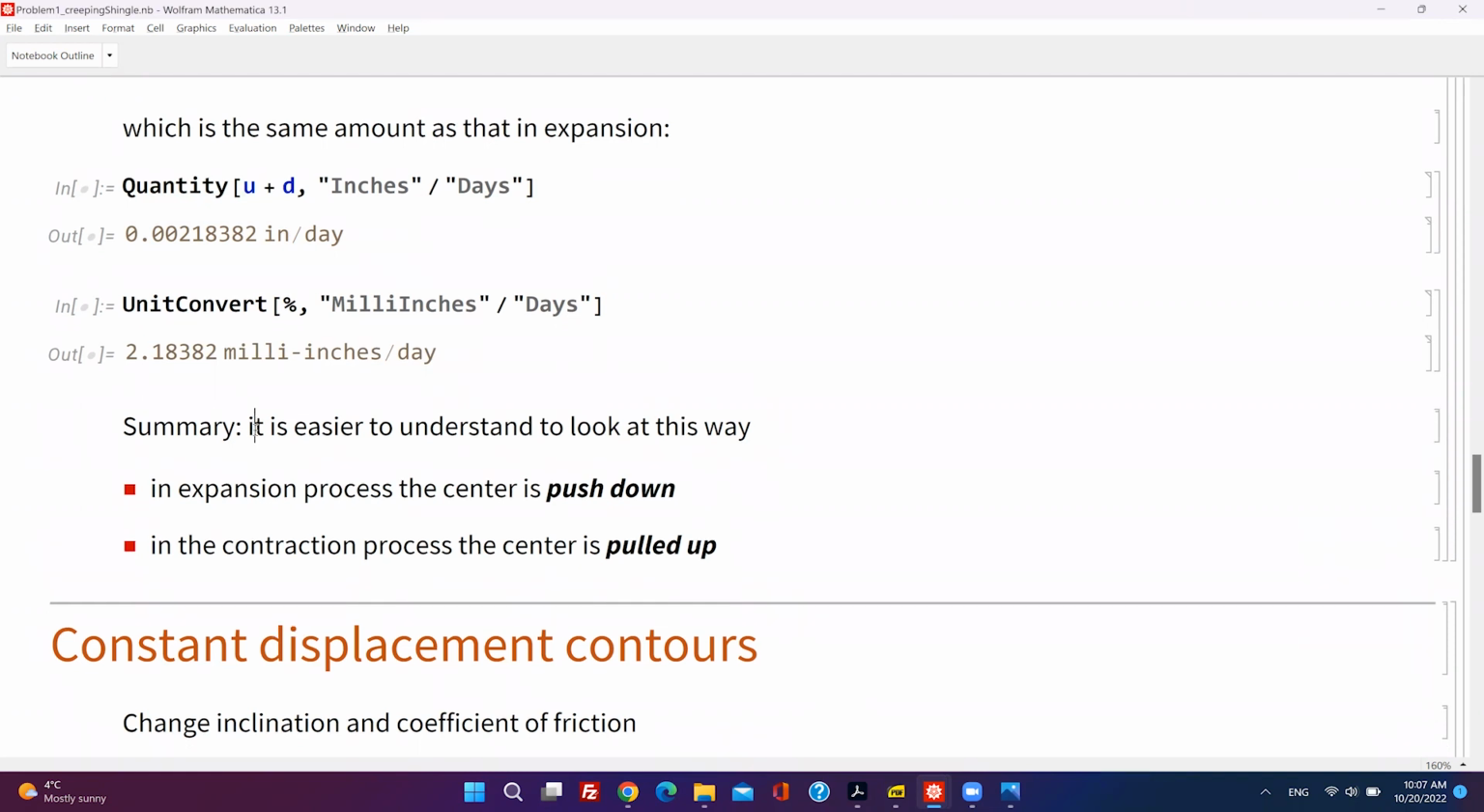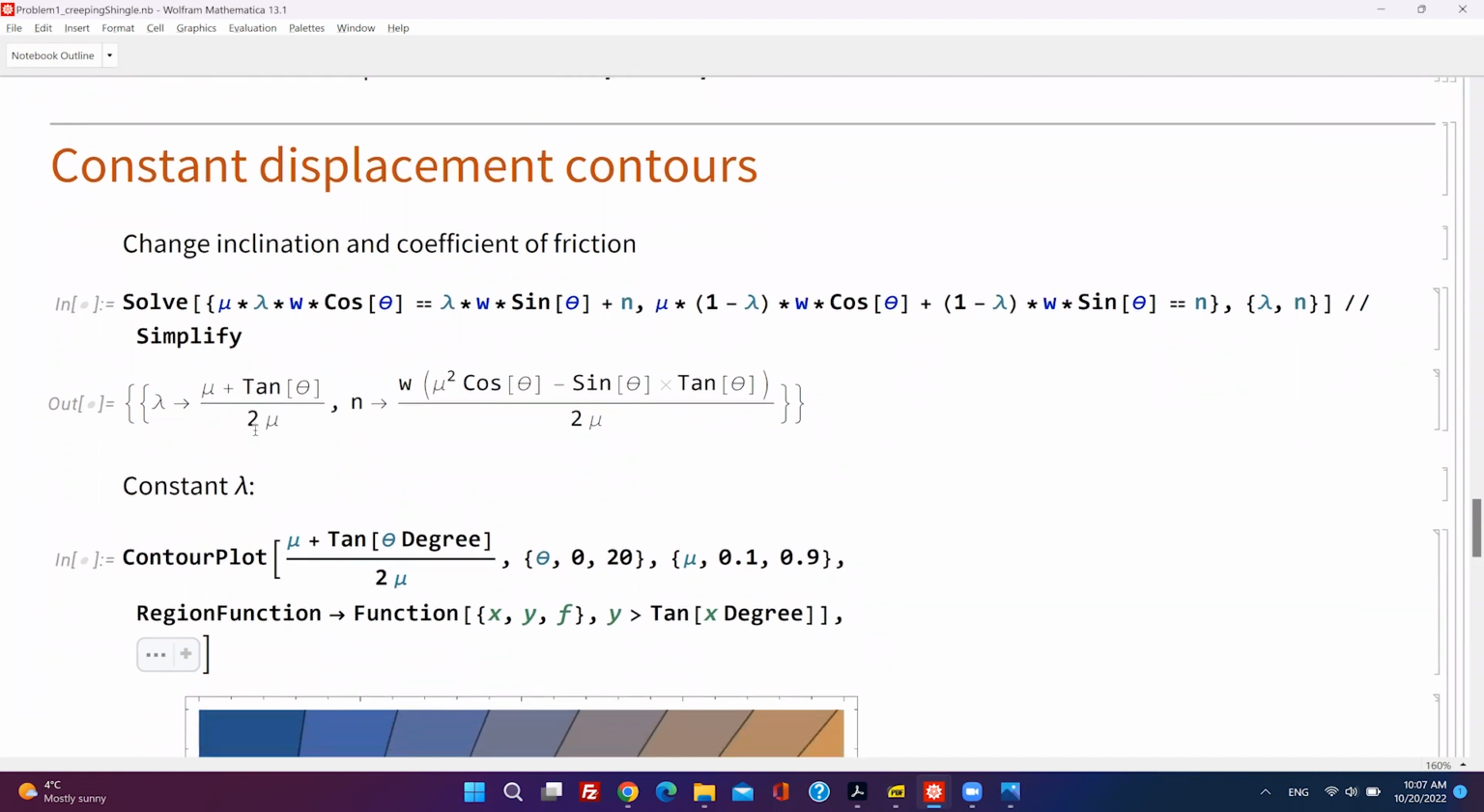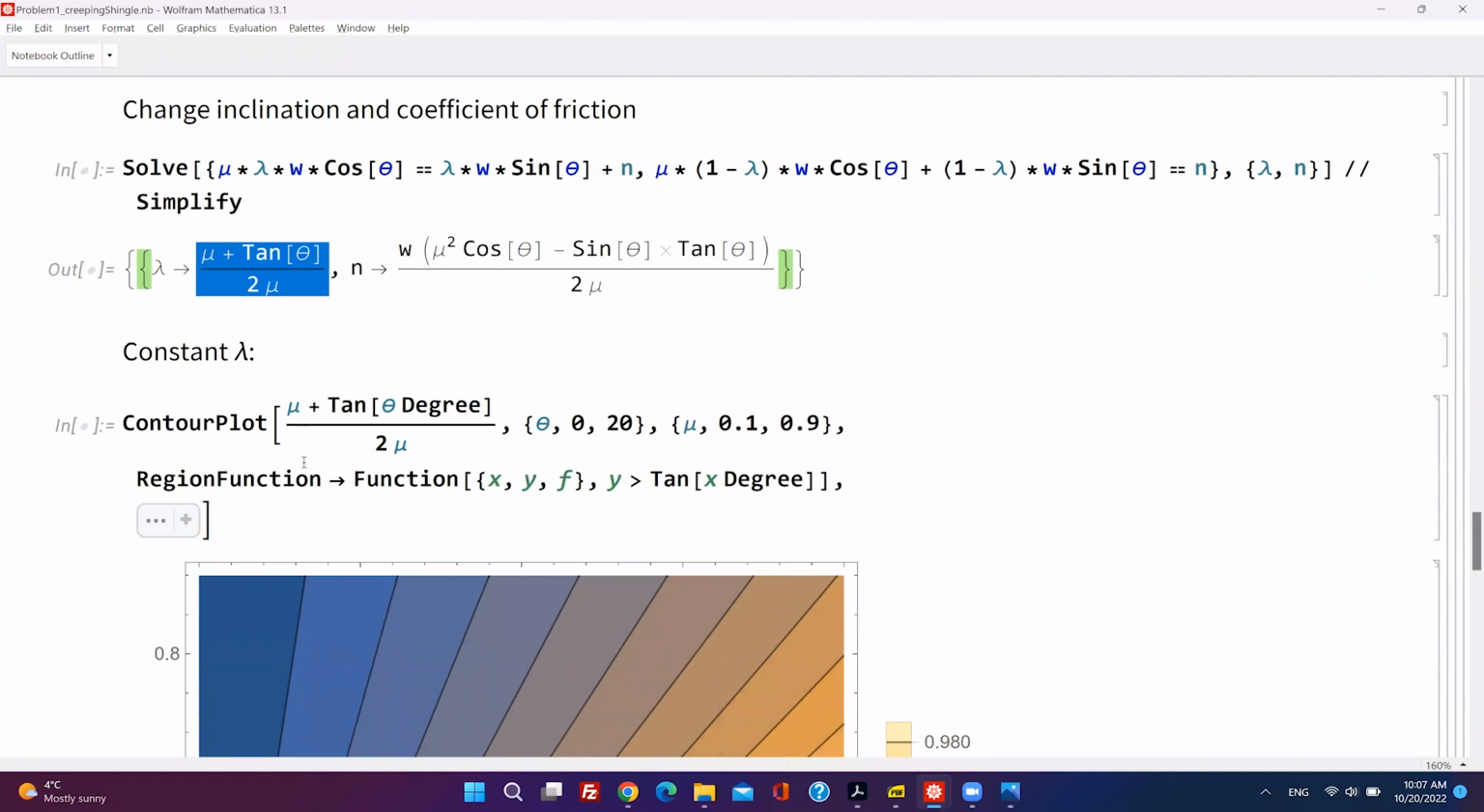And what Wolfram Language helps us to understand deeper about the problem is, if we go through all the solving equation stuff, what we have left is an expression for lambda in terms of mu and theta. Theta is the inclination, and mu is the coefficient of friction. Because lambda determines the eventual displacement of the shingle. So if we have constant lambda, we should have a constant displacement for the shingle during a thermal cycle.